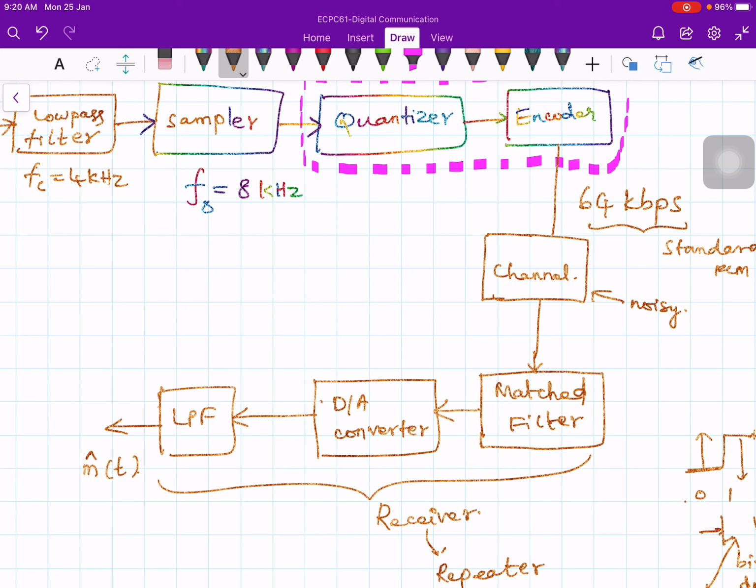Once you have got that done, then you can take a decision whether a 1 or a 0 was transmitted, and then follow it up with a D to A converter. These bits are collected and put into a D to A converter, and that output is usually a quantized version of the input signal, and therefore you low pass filter it, and finally get your estimate of the transmitted signal.